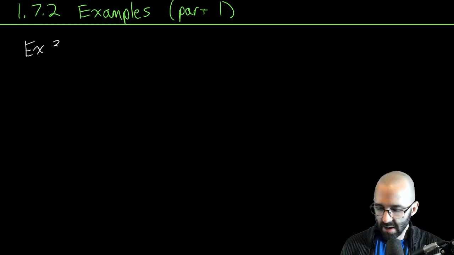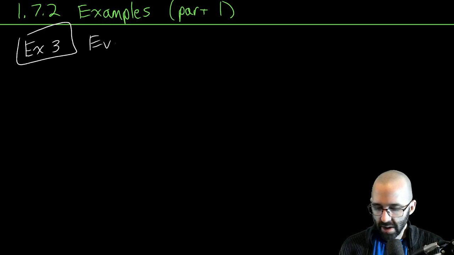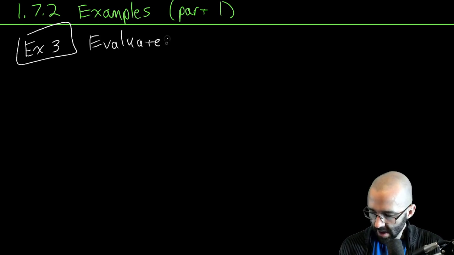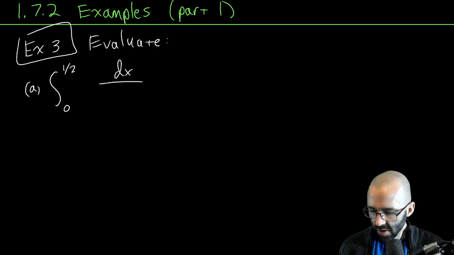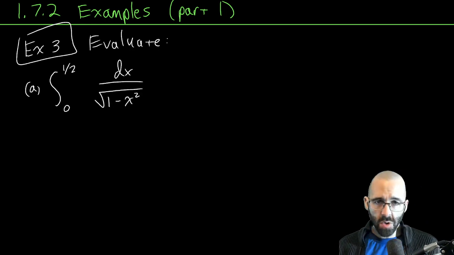Example 3. Evaluate. We'll start with the integral. This is part A, the integral from 0 to 1/2 of just dx over the square root of 1 minus x squared. Again, you have so many formulas for integration.